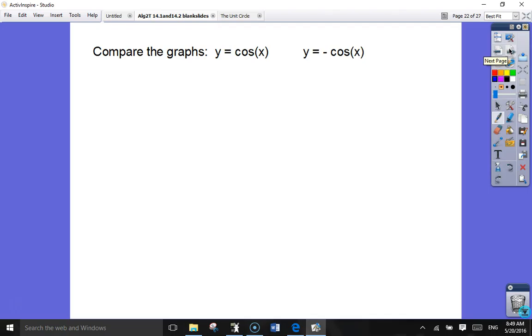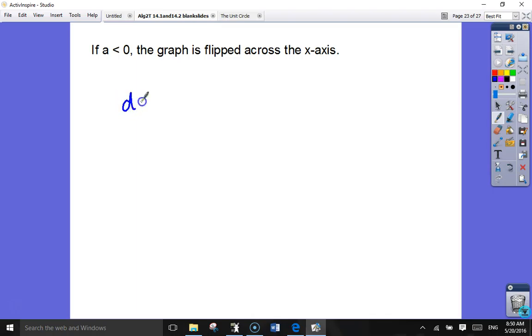And I won't show this one just to speed this along. Cosine x and negative cosine x, what would you expect? It's a flip. What if a is less than 0? Basically what we said in the last two slides: if a is less than 0, then it'll flip it across the x-axis. Does that change the amplitude? No, because it's the absolute value of a. It doesn't change the amplitude.